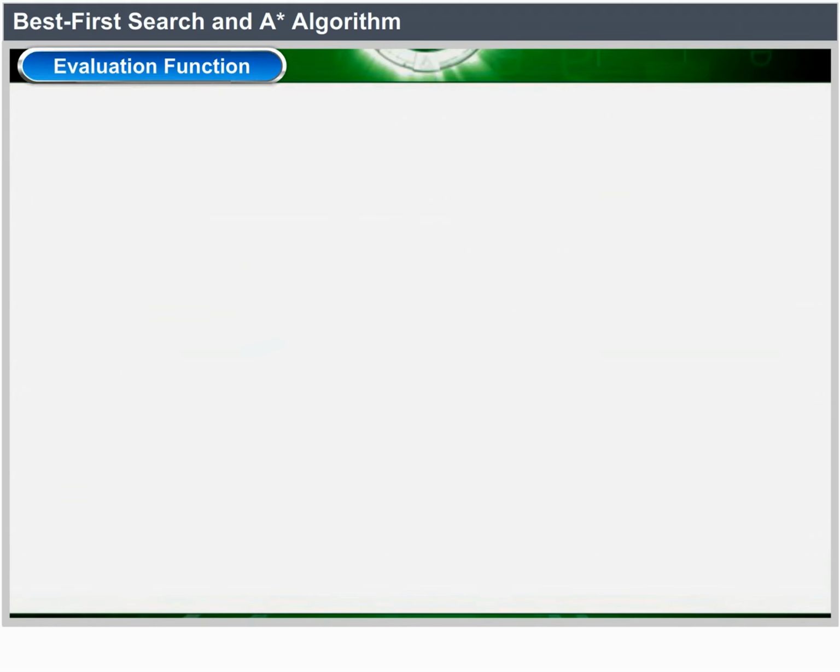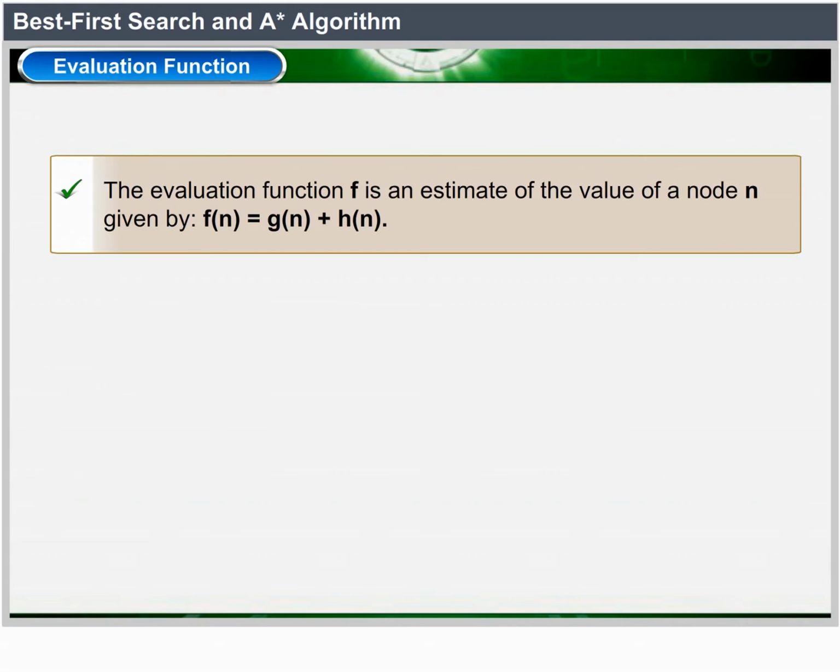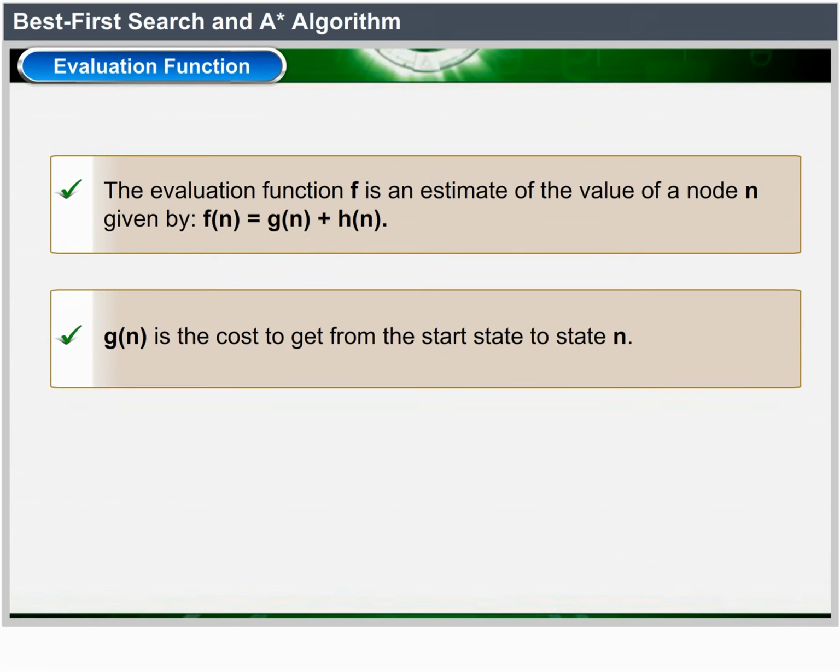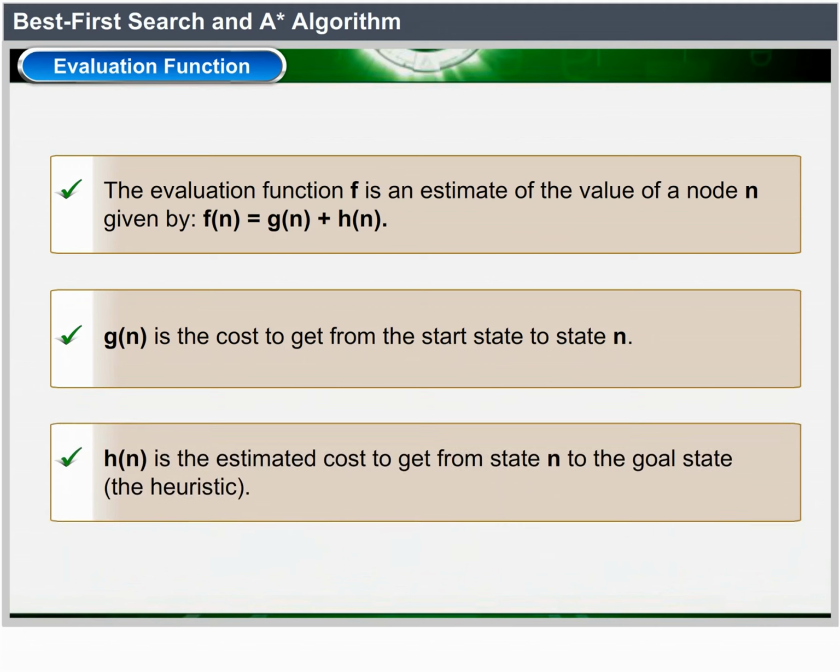Evaluation function. The evaluation function f is an estimate of the value of a node n, given by f(n) = g(n) + h(n). g(n) is the cost to get from the start state to the state n. h(n) is the estimated cost to get from the state n to the goal state, the heuristic.